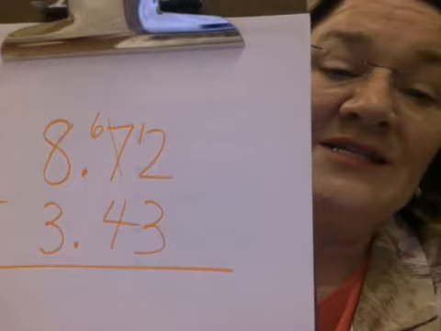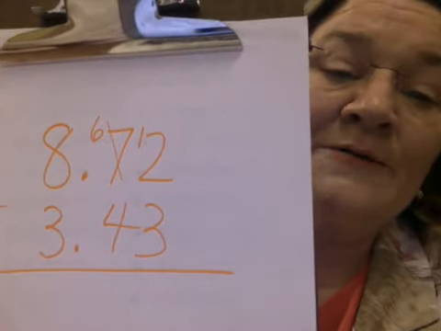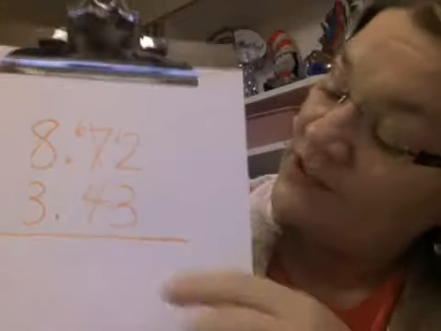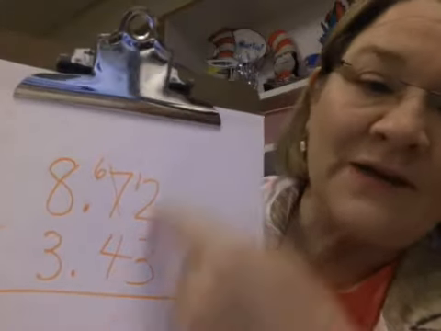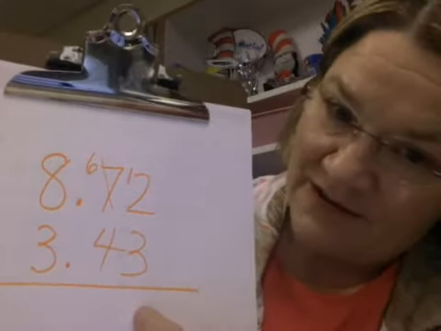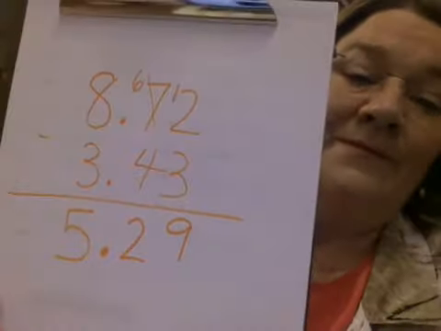It's just the same as you've always done when you regroup. No different. And if you notice, we're all lined up. We've got our decimals lined up. We've got our tenths lined up. We've got our hundredths lined up. All right, so now that's easy. 12 minus 3 is 9. 6 minus 4 is 2. Don't forget to put your decimal in. And 8 minus 3 is 5. Okay, that will be the easy part for you, I know.